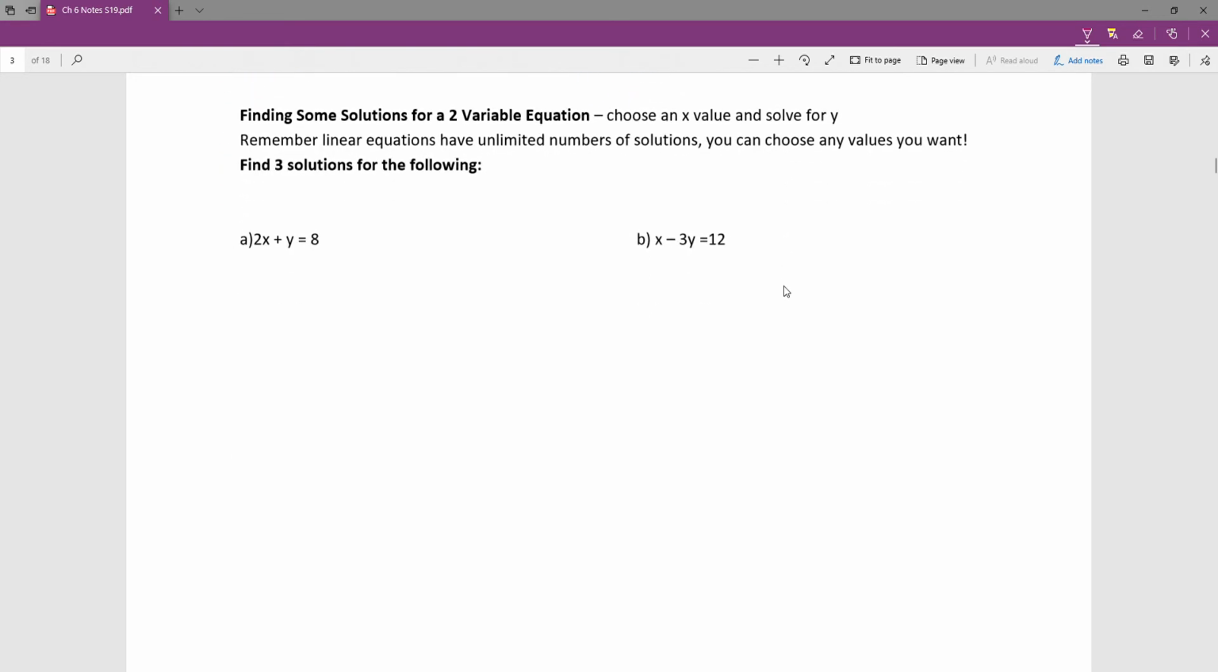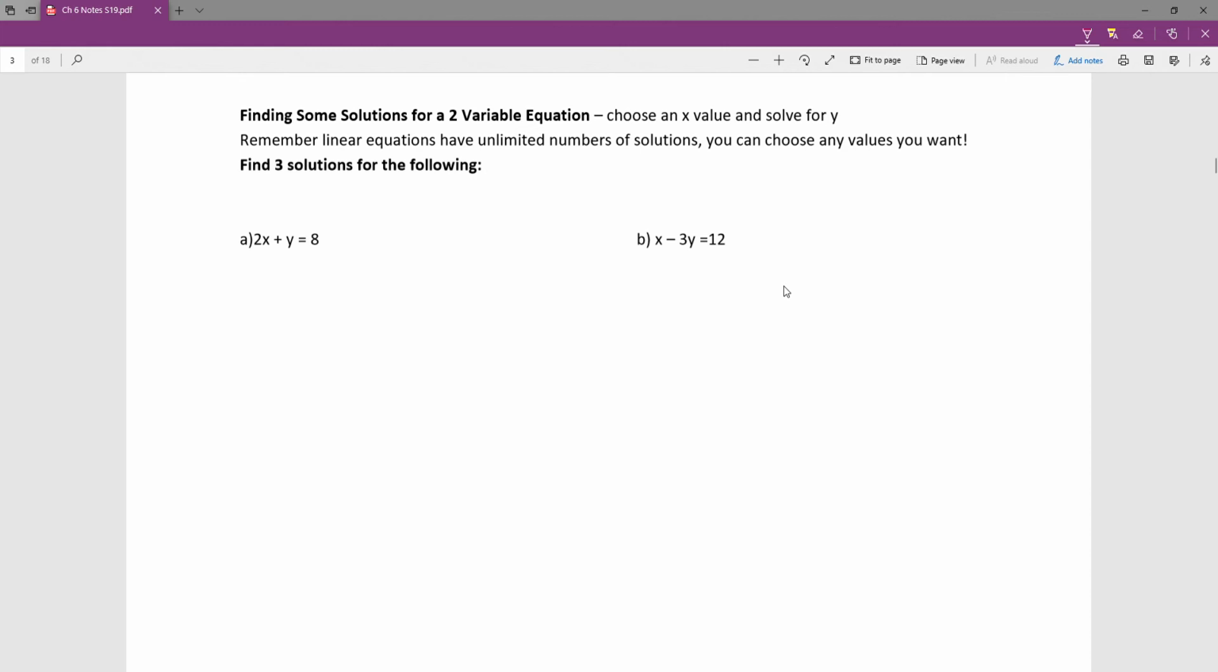So to this point, we've been given an answer and asked to check it. Is it actually an answer? We've been given parts of an answer and been asked to complete the answer, complete the ordered pair or the solution. Now it's wide open. Now we're going to be given a linear equation and be asked to just find 3 solutions for this.